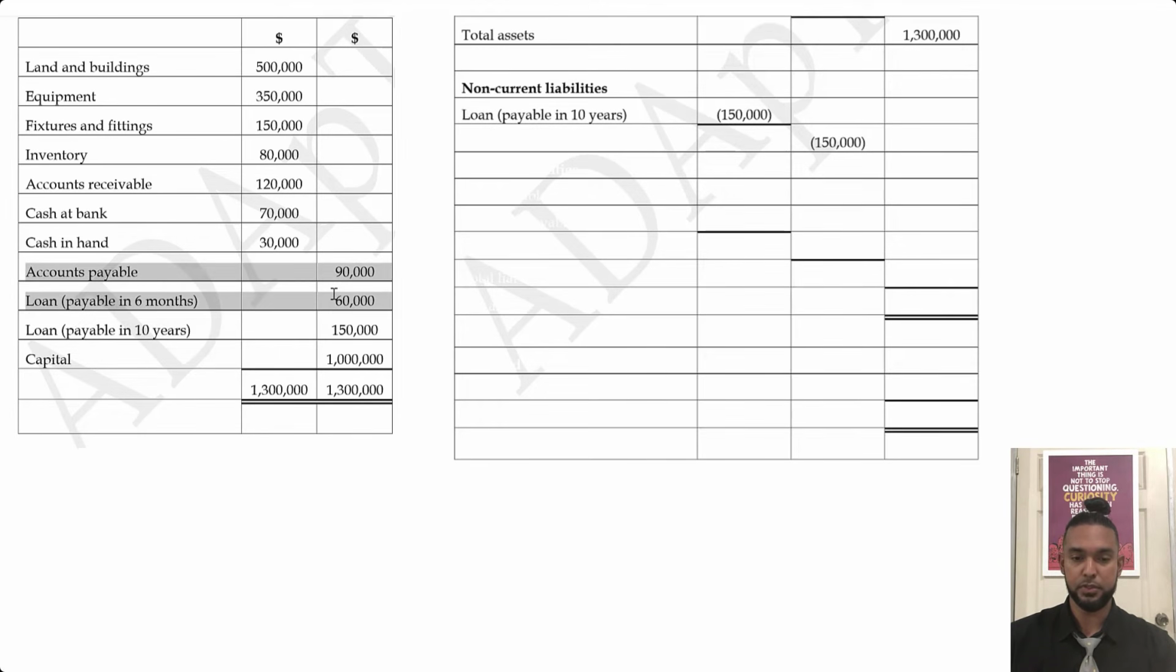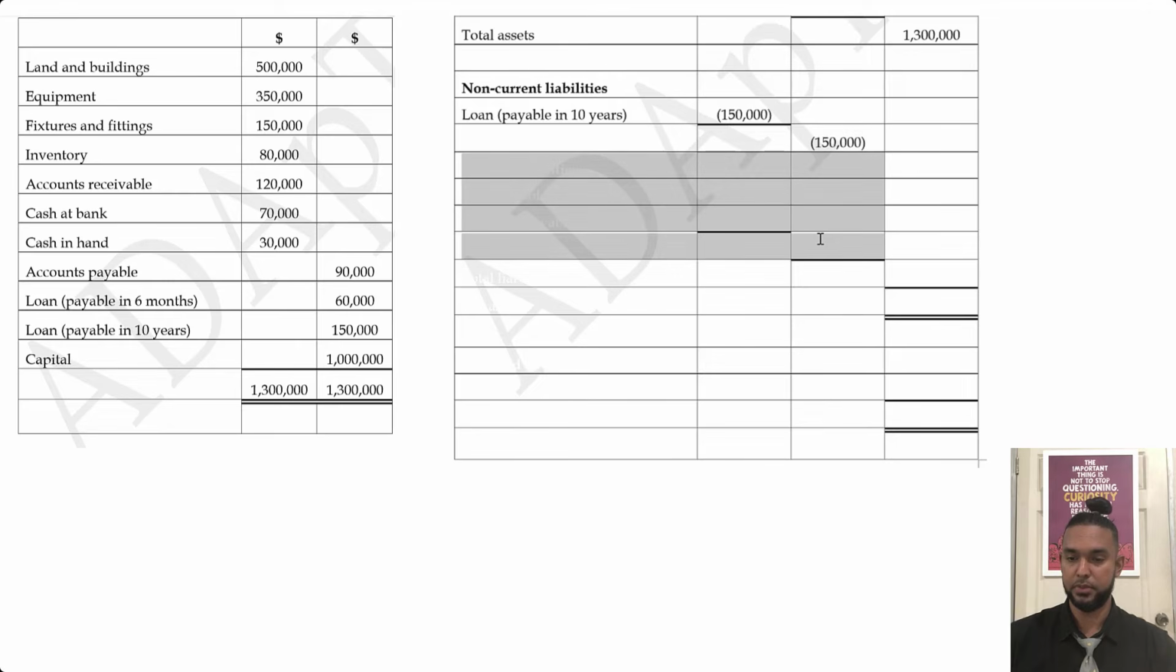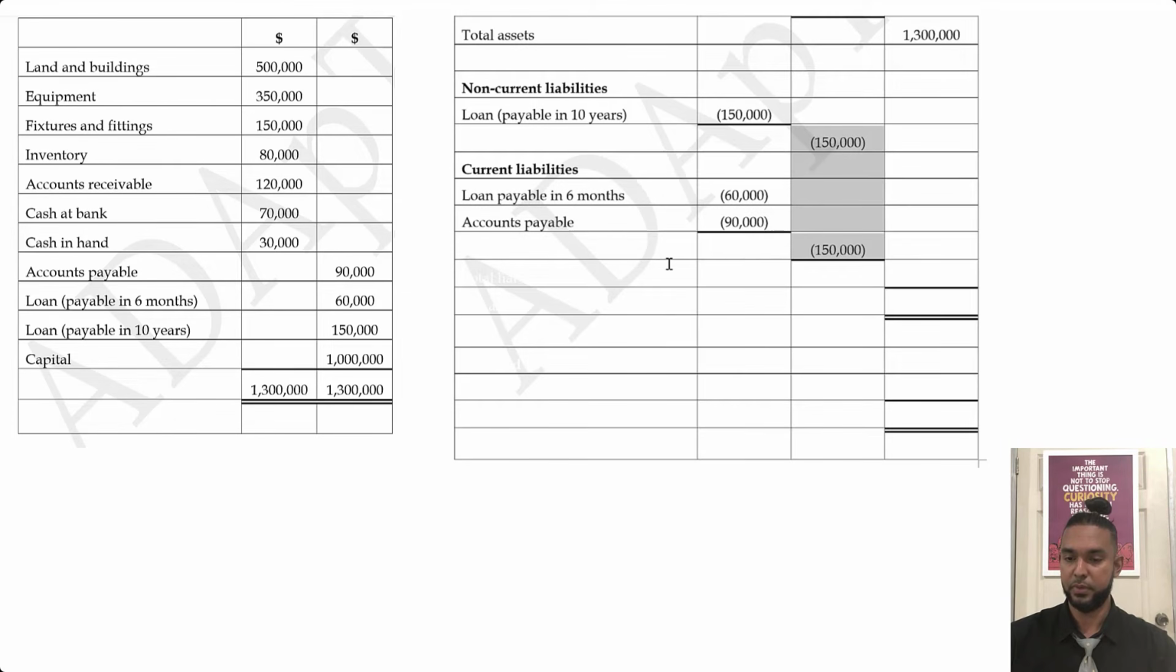Right? Next, we have the 2 current liabilities. So let's put those in and put the subtotal there as well. Right? So 60 and 90 is 150. 150 and 150 will give us a total for liabilities of 300,000, which is then subtracted from our total assets to give net assets of 1 million.